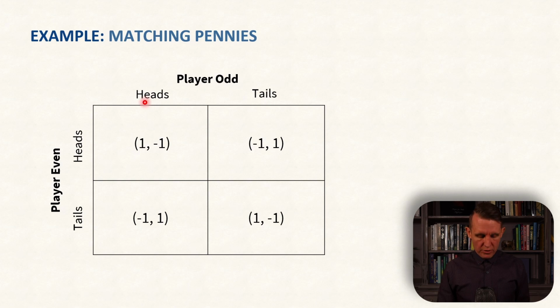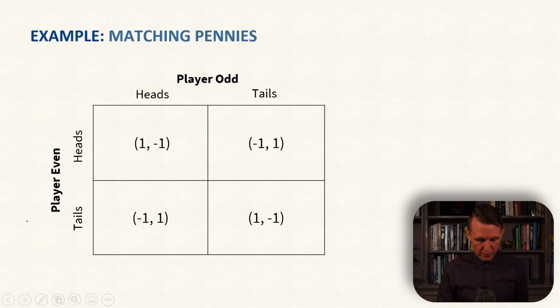If both the players choose heads, or both the players choose tails, we say that the outcome of the game is even. If one of the players chooses a head and one of the players chooses a tail, we say the outcome of the game is odd. If the outcome of the game is even, then the even player gets a payoff of 1, while the odd player gets a payoff of -1. And if the outcome of the game is odd, then the odd player gets a payoff of 1, and the even player gets a payoff of -1.